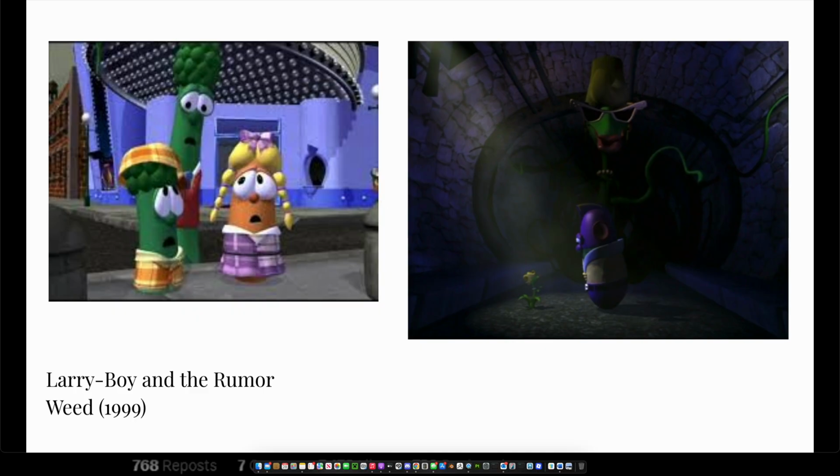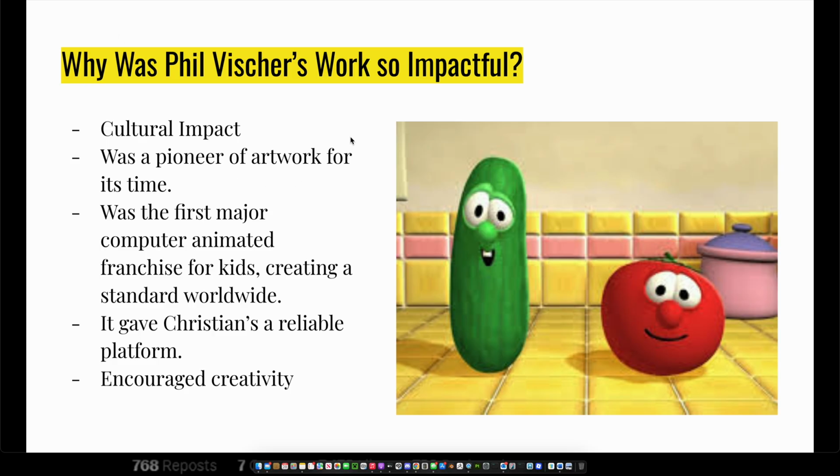So the art style is just completely recognizable. They always have shape language. They don't even need arms for the characters. They just use the eyes and mouth to express, which is brilliant because when they first started, there was nothing. They literally had nothing to go off of because CGI animation was so fresh and new into the world of film. So, why is Phil Vischer's work so impactful?